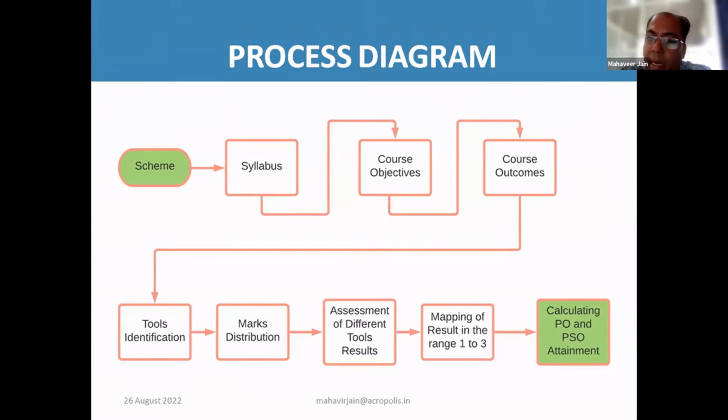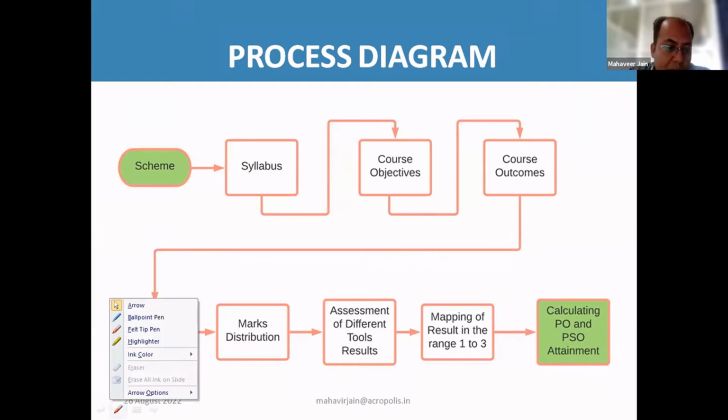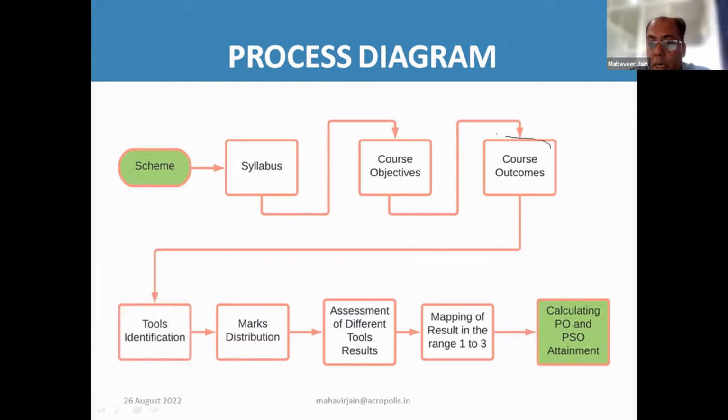After I identify the course objectives, these are teacher centric. So certainly I need to go for the course outcomes, which are student centric. After I have decided the course outcomes, I need to go for the tools identification, meaning the questions that I am going to ask the students. If there are certain outcomes, then to know whether I have achieved that outcome or not, I need to go for some assessment methods or tools.